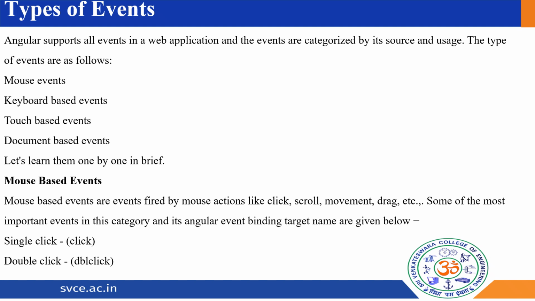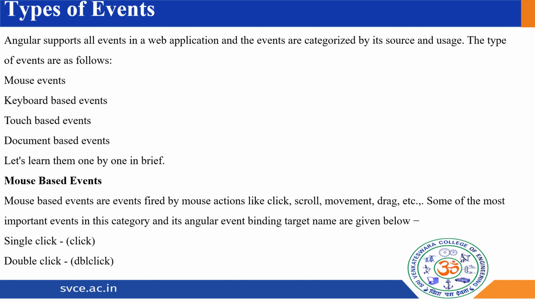So there are various types of events used in Angular. Angular supports all events in web applications, and the events are categorized by source and usage. The types of events are as follows: mouse events, keyboard-based events, touch-based events, document-based events. The first one is mouse-based events. The mouse-based events are events fired by mouse actions like click, scroll, movement, drag.